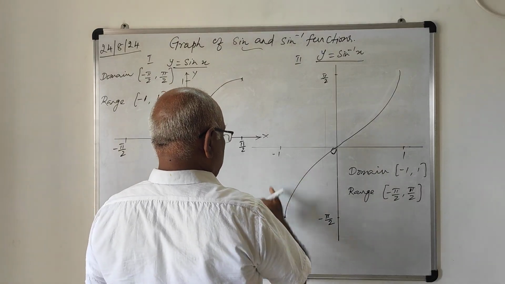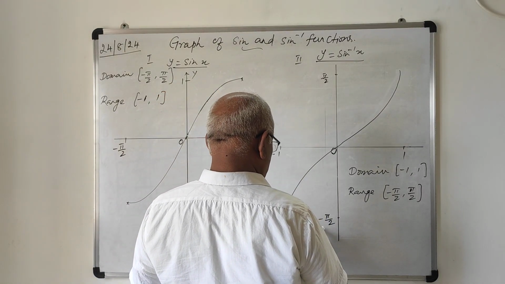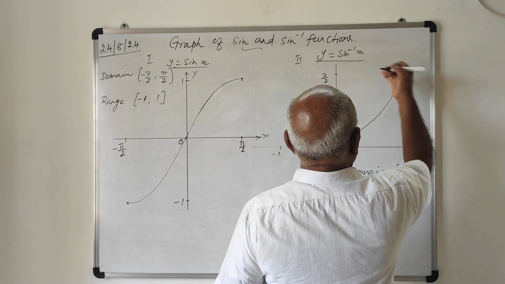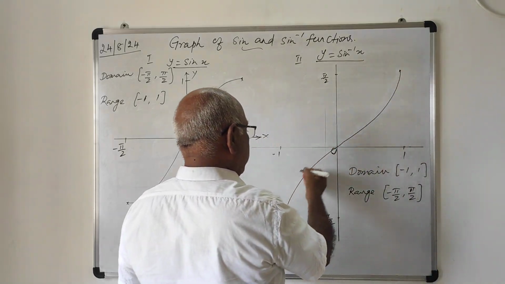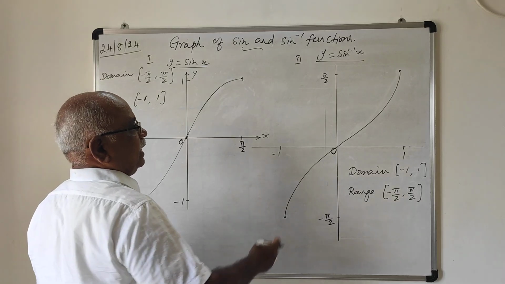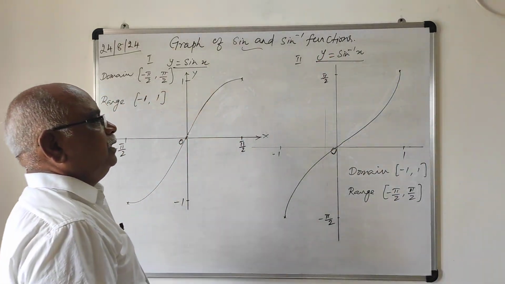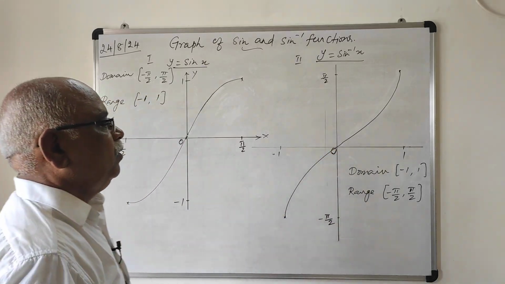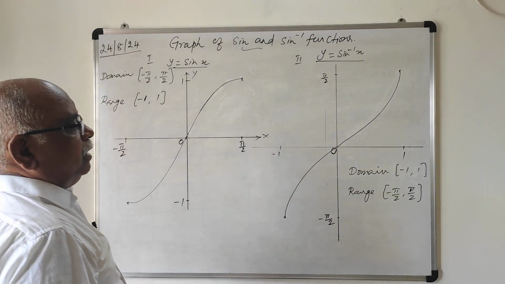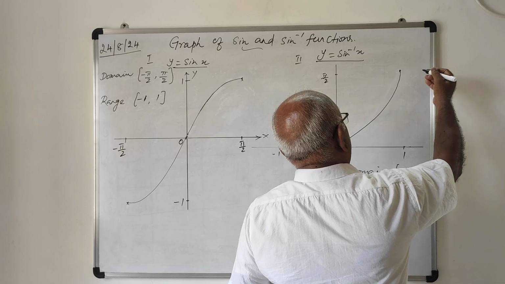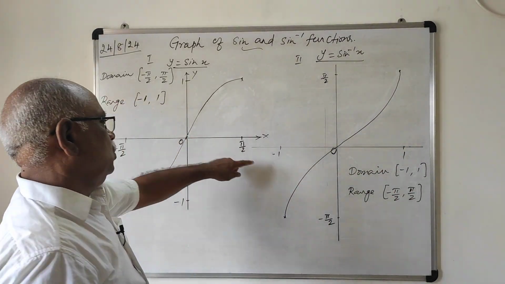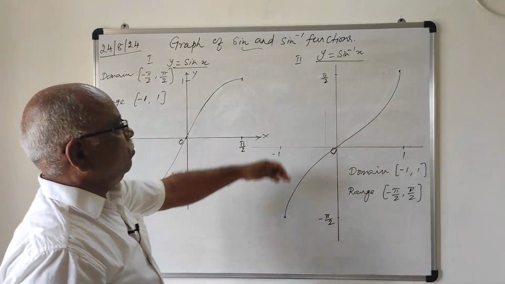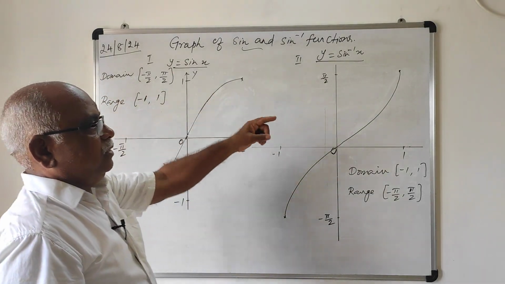Similarly here, minus 1 comma minus pi by 2, this point, and this point is 1 comma pi by 2. By joining these 2 points, you will get the graph of sine inverse x. These 2 curves intersect at the origin. Okay. If you draw a line y equal to x, it cuts the 2 curves, y equal to sin x and y equal to sin inverse x. This is the graph of sin x and sin inverse x.